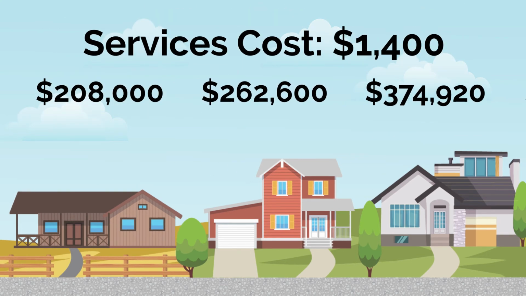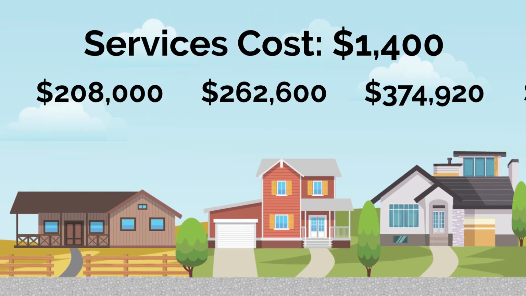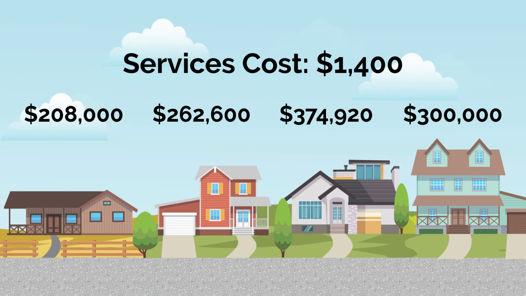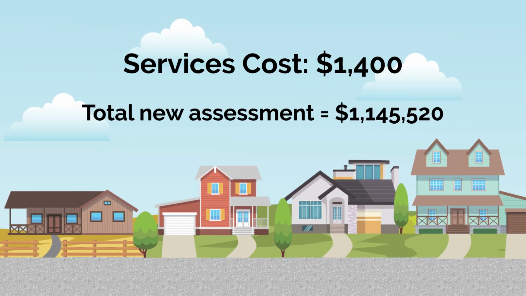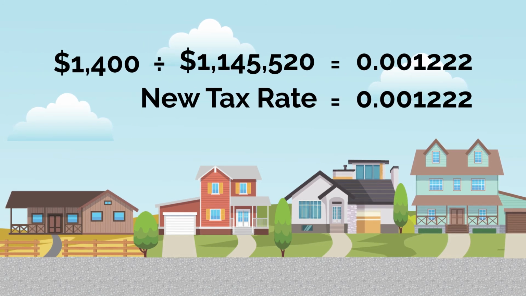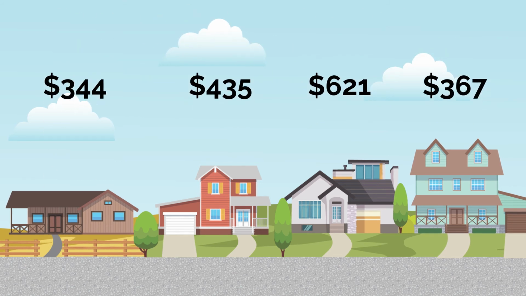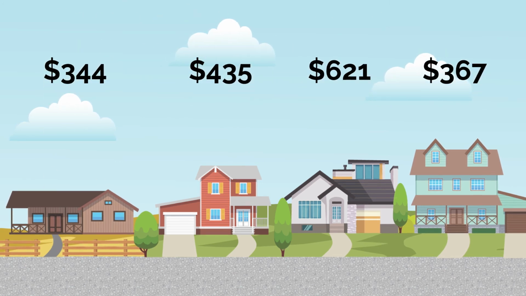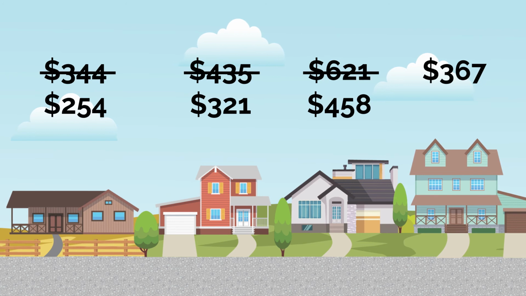But suppose that the cost of services went up, but also one more home was now built in the county, and it was worth $300,000. The new total assessment is now $1,145,520. This results in a new tax rate. The new house now helps pay for the cost of services, and the result is that everyone pays less.